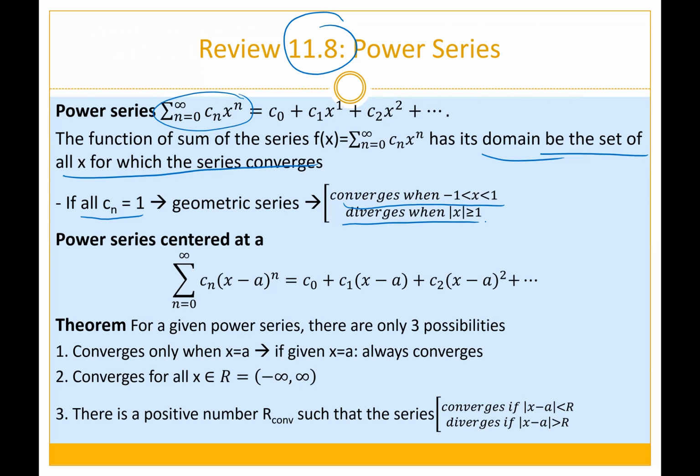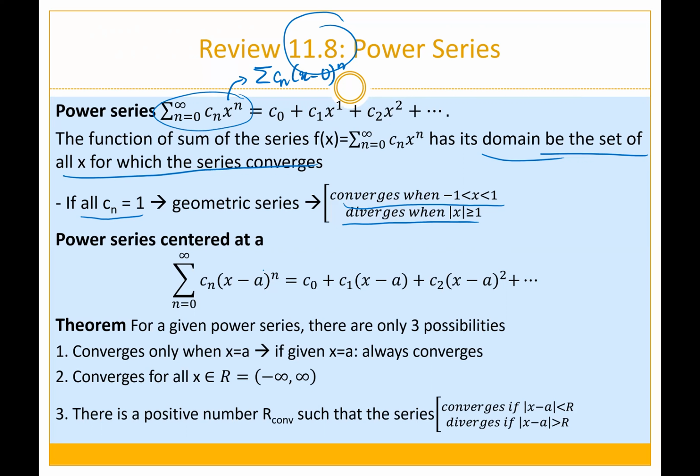We also have the concept of a power series centered at A. Instead of x^n, we can rewrite it as a series of Cn (x minus 0)^n. Then you say the series is centered at 0. But instead of 0, if you replace it with A, then we're gonna have the series centered at A.